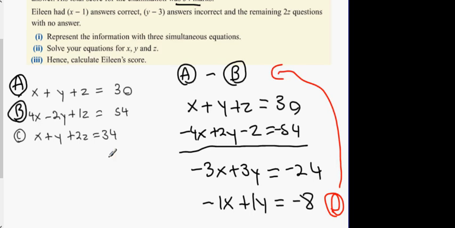The next one we're going to do is we might as well do B minus 2C. So I'm going to do B minus 2 times C. So that means multiply equation C by minus 2.